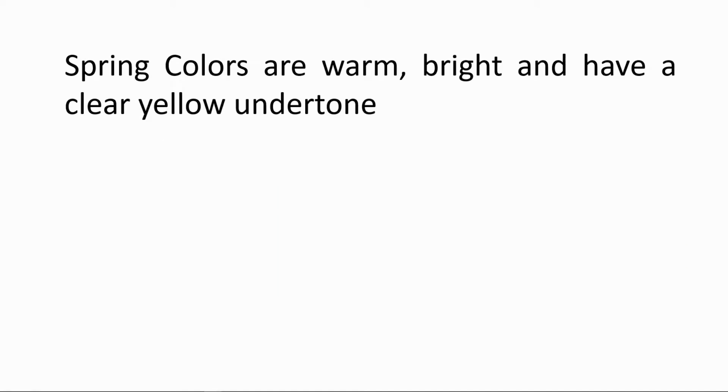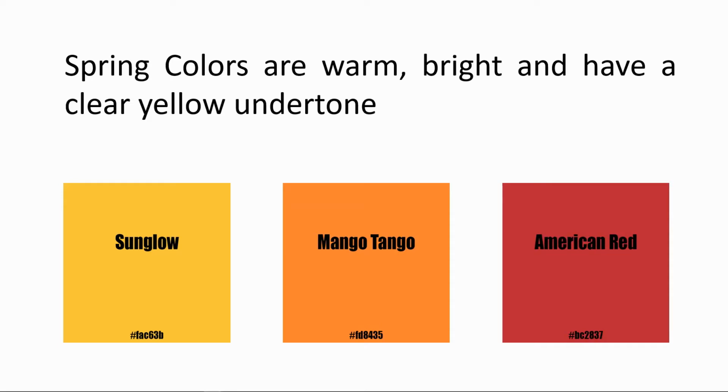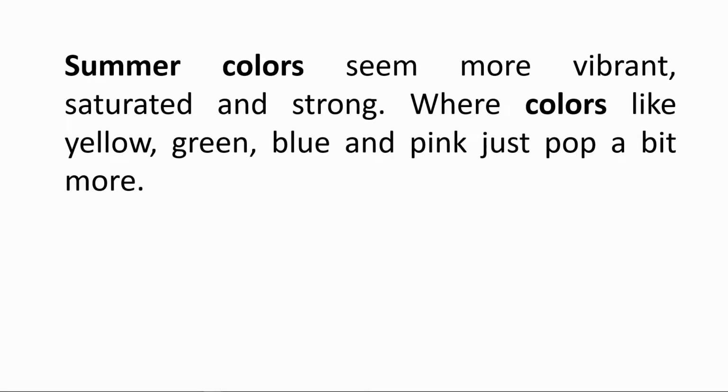Now if we look at spring colors, spring colors are traditionally warm, bright, and have a clear yellow undertone. For example, sun glow, mango tango, and American red. Again, they merge well with each other, they complement each other, and the color temperature is close. Even putting them next to each other, you can see that they fit together. One isn't brighter than the other, and again, they have that yellowish undertone within each design.